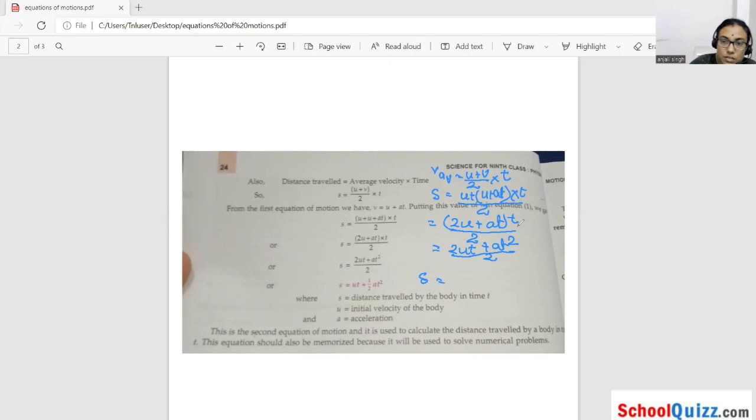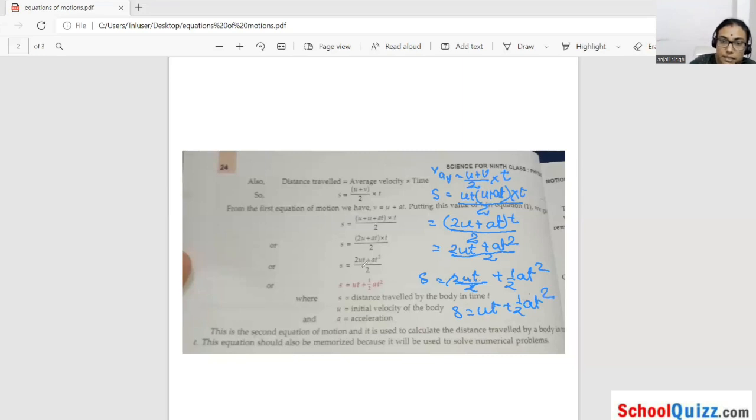So, the final is this 2, where does it go? This 2 is with 2ut also, 2ut by 2. This will be half at square. This 2 is dealing with 2ut, and this is dealing with at square also. So this 2 and 2 cancel out. So what will be your final expression? ut plus half at square.